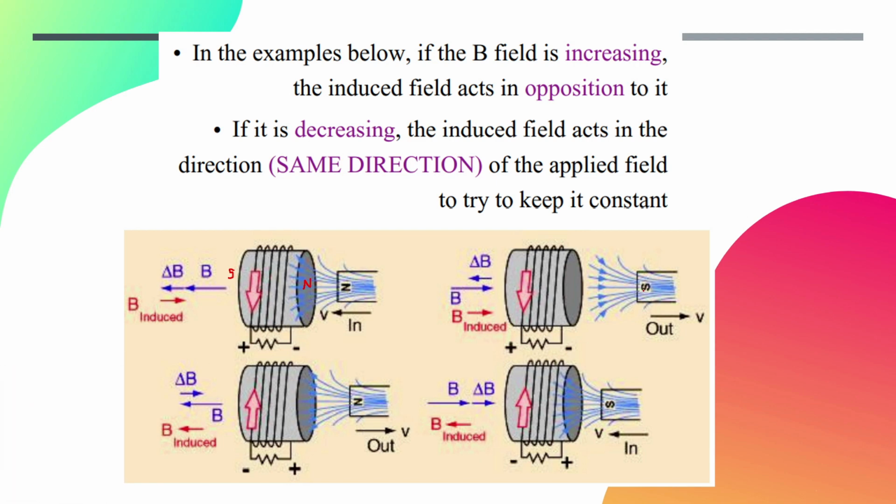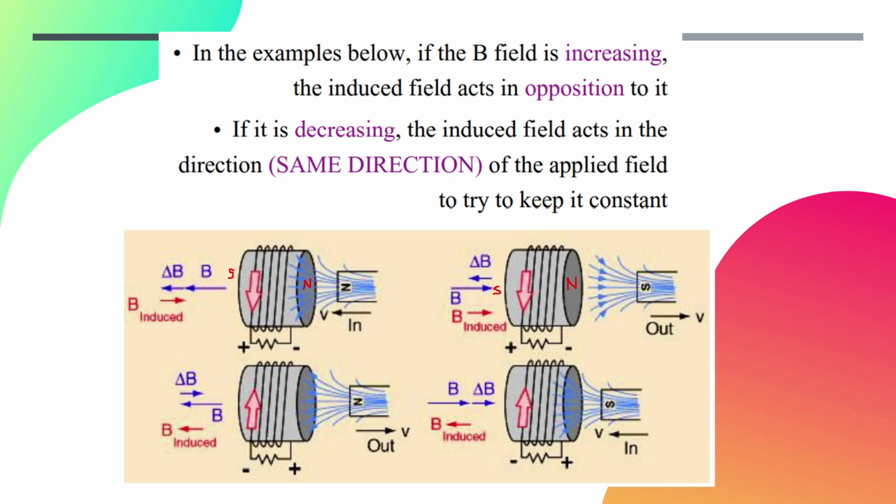Okay, so if this is south, this side will become north pole in order to attract some magnetic field from the bar magnet. Bar magnet nak pergi jauh ni. So we want to attract some magnetic field in order to maintain the magnetic field or the magnetic flux inside the coil ataupun inside the solenoid. So this one should become south.